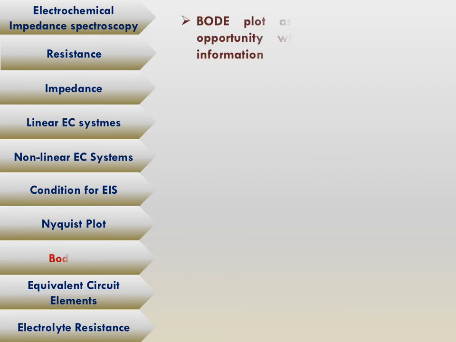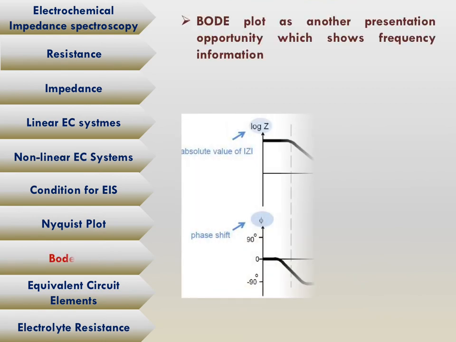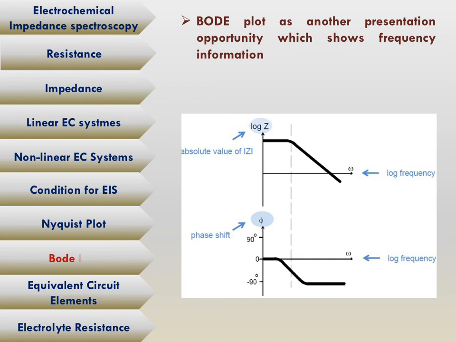The Bode plot is another way of presenting impedance data, which shows frequency information as well as phase angles.